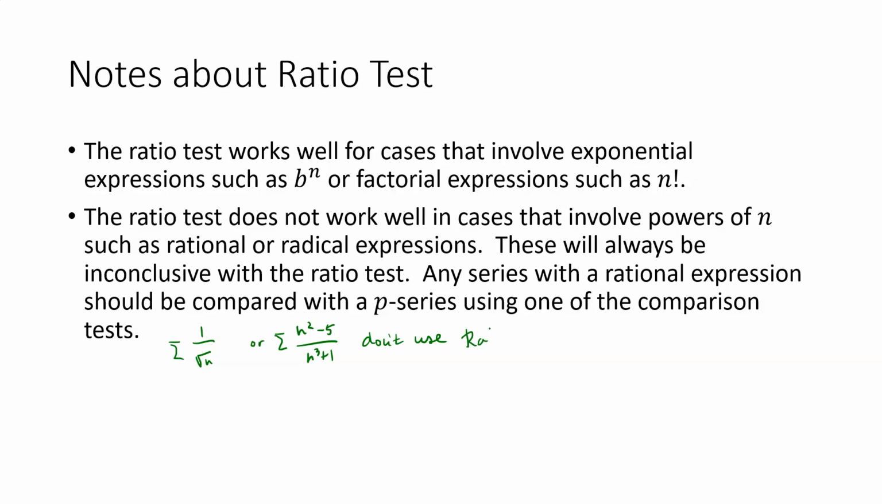And in fact, we know a better method for dealing with these, which is to compare it with a p-series, because here 1 over the square root of n actually is a p-series. Or if it were something maybe a little different, then you would compare it with a p-series. Same here, this is n squared minus 5 over n cubed plus 1. You would compare it with a p-series using the comparison test.